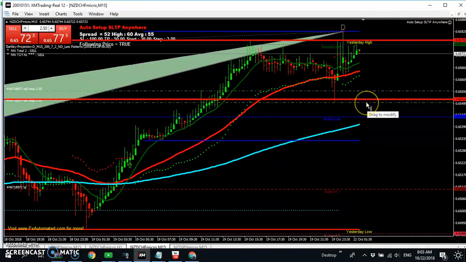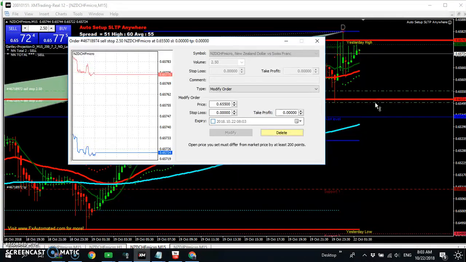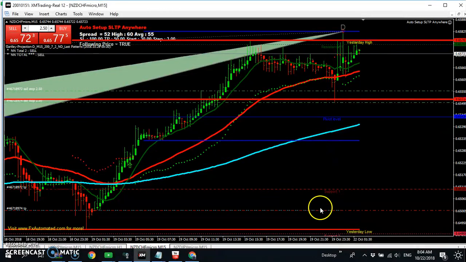For this second exit, we target the low. This previous low right here is where we want to target, but to be safe, we see one Fibonacci here, 0.65008. This is the second one. Okay, this is the second target, and this is it.